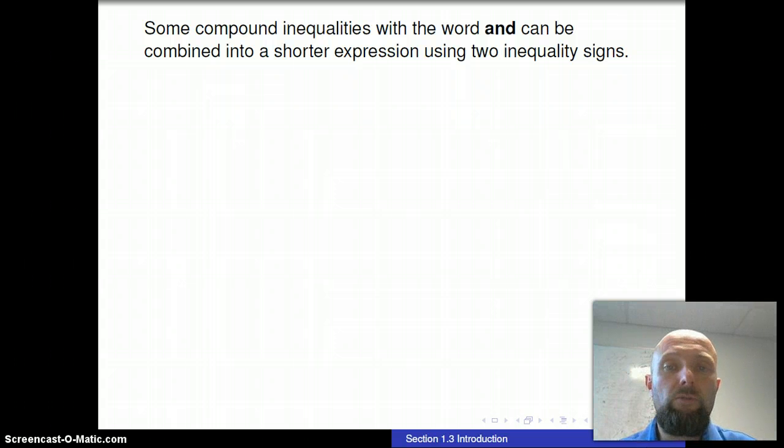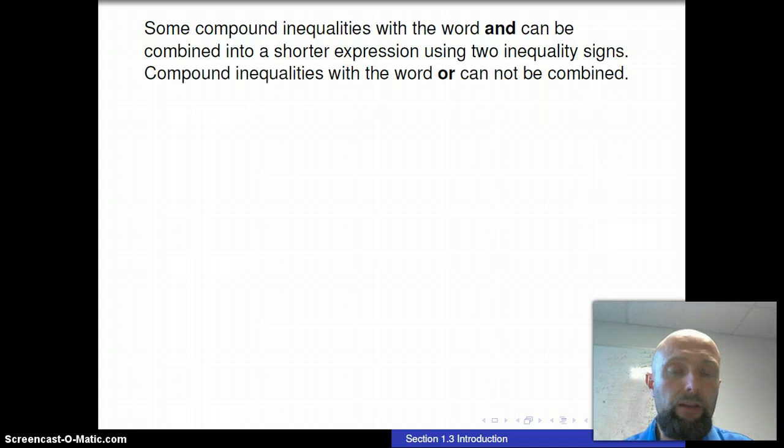Some compound inequalities with the word "and" can be combined into a shorter expression using two inequality signs. That only happens when you have inequalities about the same expression. Compound inequalities with the word "or" cannot be combined.